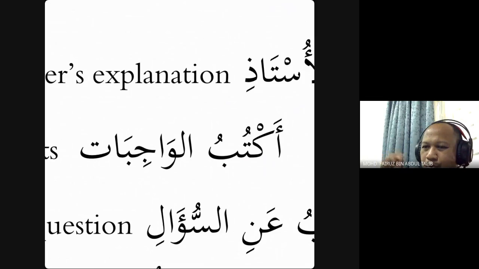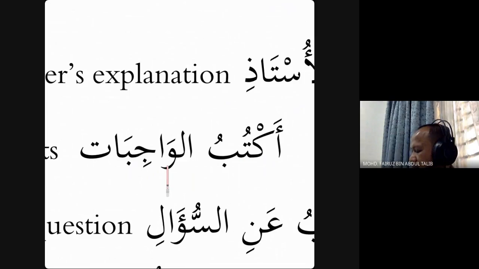I ask. Okay, next verb that you do in your classroom. Aktubu. Aktub, I write. So what do you write? Yeah, so this is your own word. You can choose your own word. This is just an example. Al-wajibat. Assignments. Aktubul wajibat. I write the assignments.